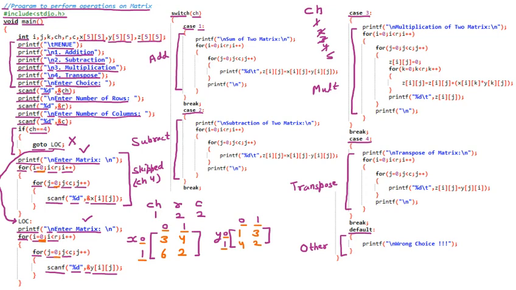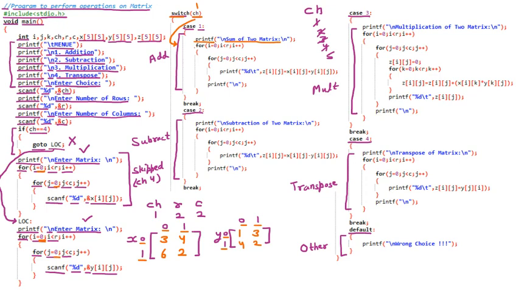Now afterward we know that the choice is 1. So next line will execute, switch ch, and choice is 1. So this will directly jump to choice 1, and choice 1 is the addition. Now if I talk about the addition, it will display a message printf sum of two matrices. So on the user screen there is a message sum of two matrices.